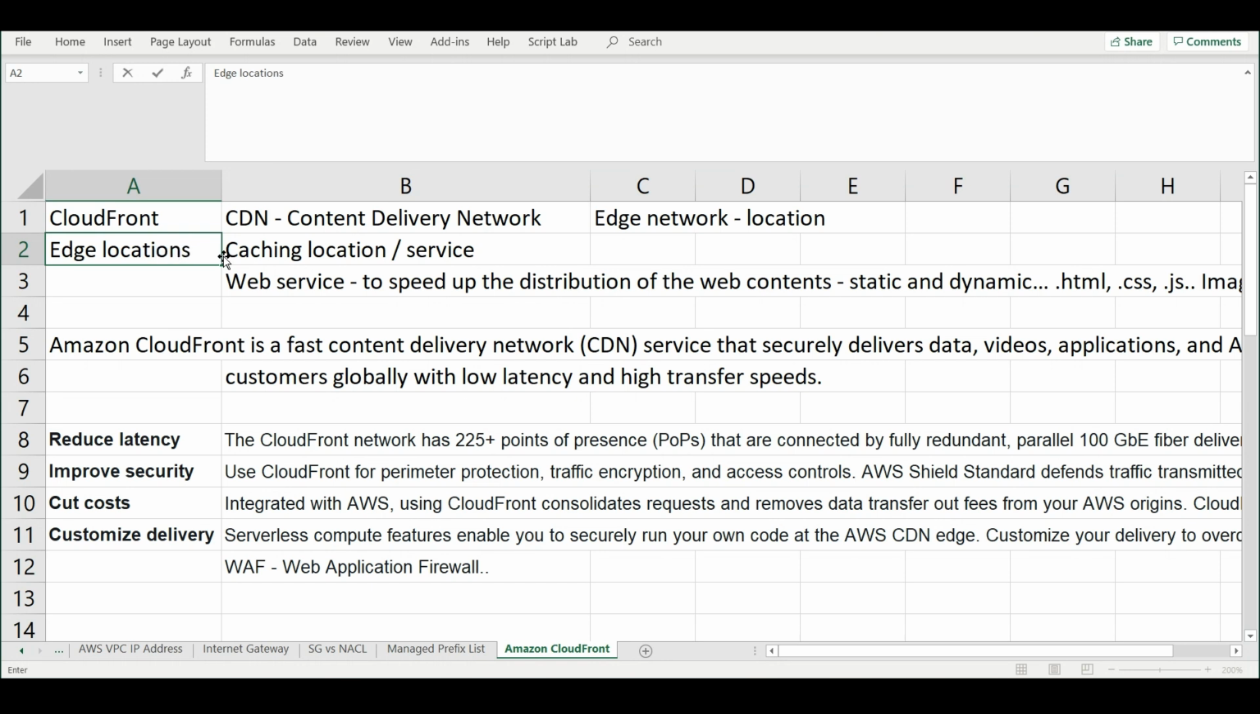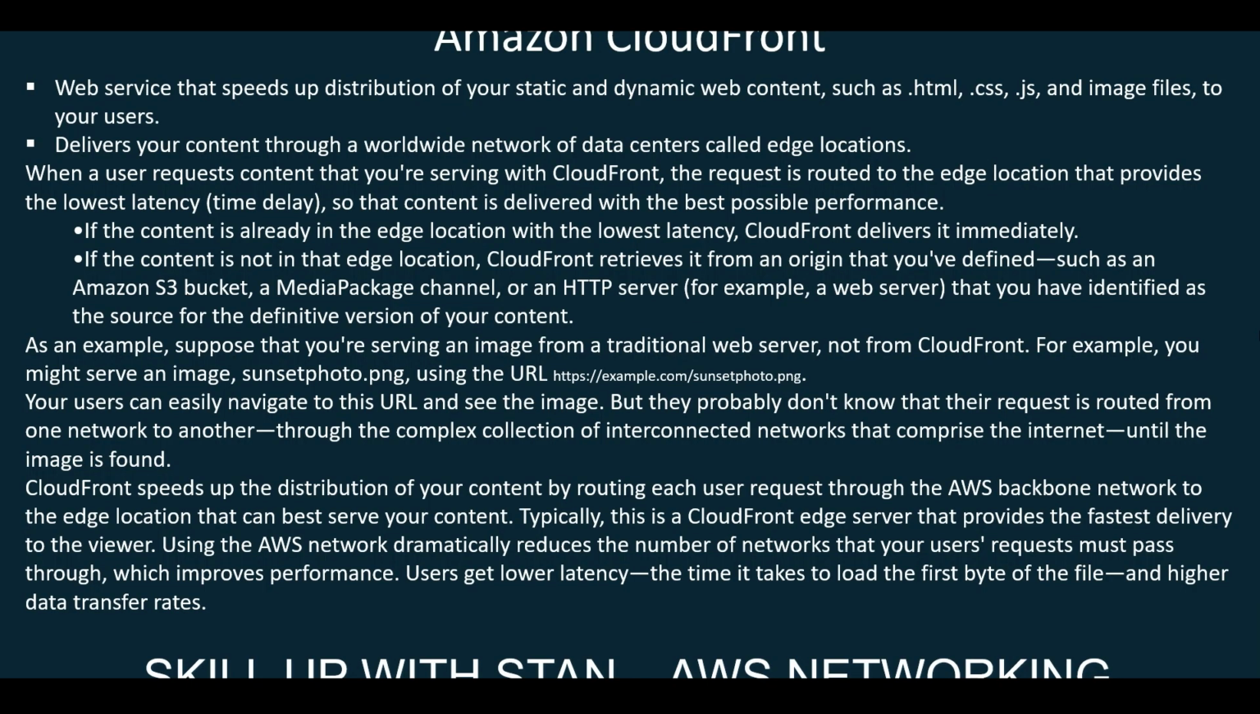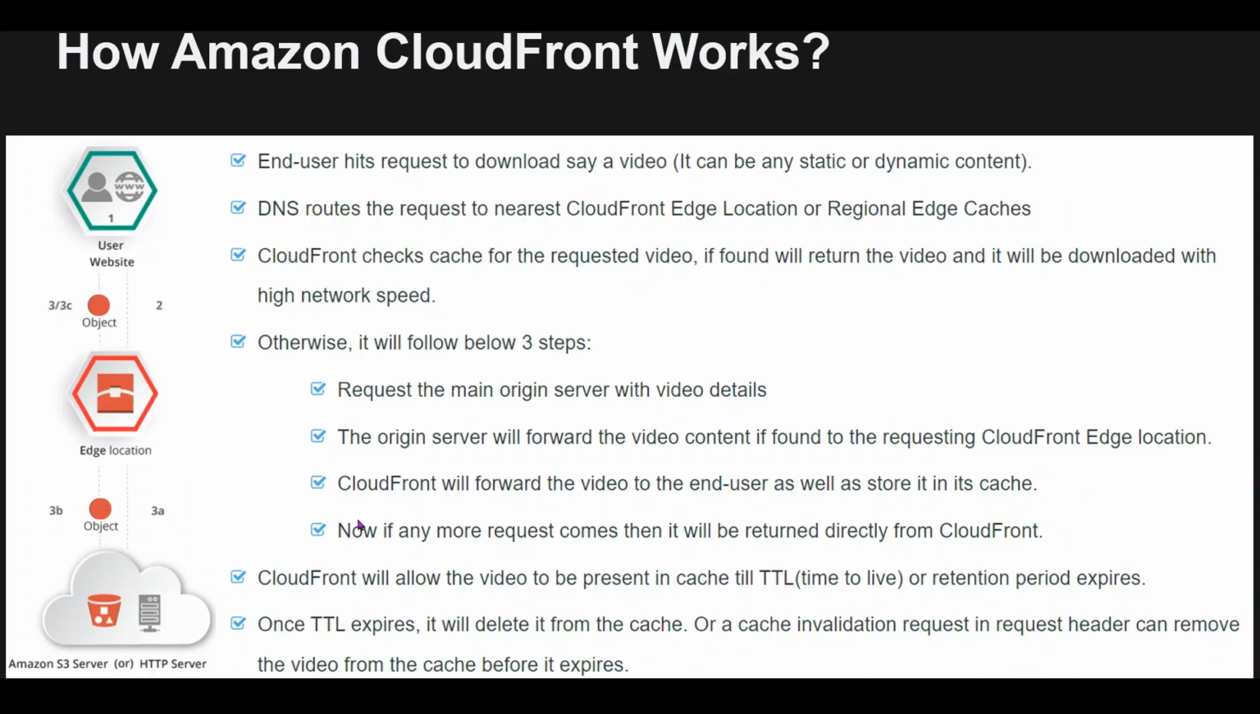Okay, I already mentioned it here. Edge location, CDN location, point of presence location, caching location, all are the same. But different clouds might use different terminology. At the end, it speeds up the distribution of the content by routing the request to the nearest edge location. Instead of sending the request directly to the S3 bucket, it helps you distribute through the edge location. So the very first time the user accesses it, it will come from the S3 bucket, and on subsequent access, their content will be coming from the nearest edge location.